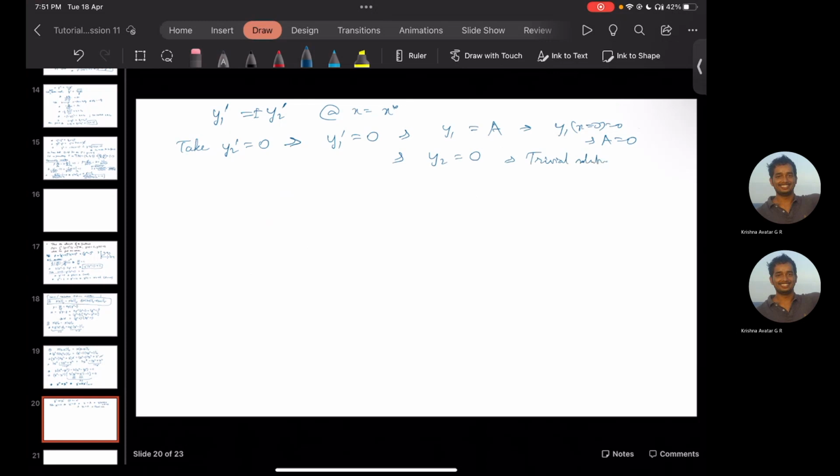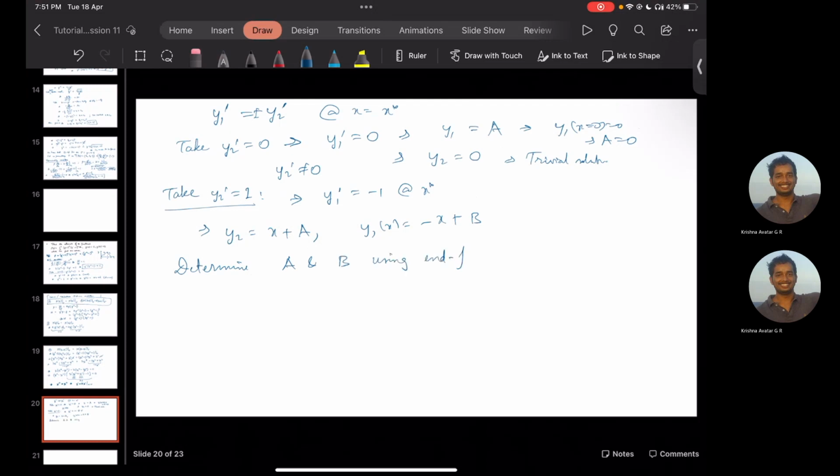So therefore, what we do is we take y2 prime not equal to 0. Now take y2 prime is equal to 1. Then this implies that y1 prime is equal to -1 at x is equal to x star. So this implies that y2 is equal to x plus a, and y1 of x is equal to minus x plus b. What happens to linear equations? Now determine a and b using endpoint conditions.